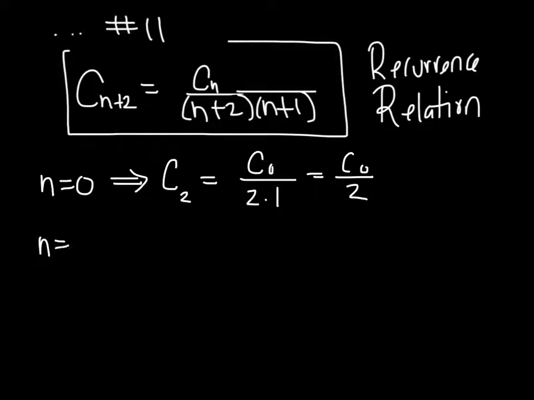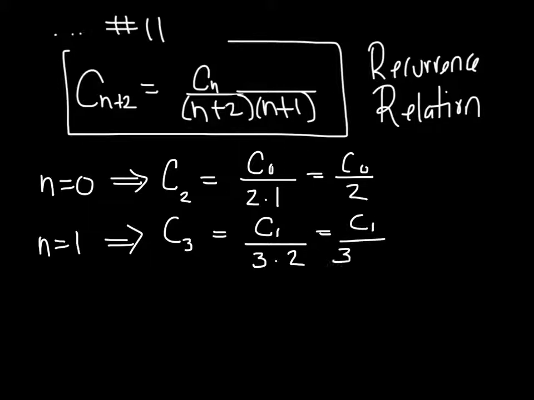If n is 1, C(1 plus 2), so C3 equals C1 over (1 plus 2)(1 plus 1), which is 2. And notice I'm actually going to leave it as 3 times 2, which we know is 6, but there's a reason why I'm leaving the factors as they are.